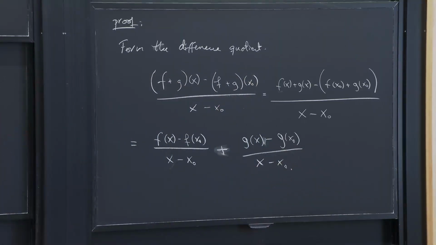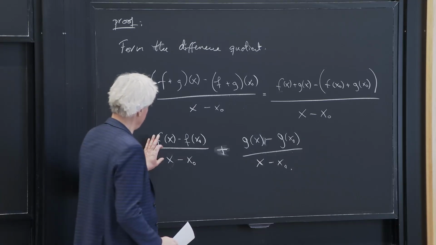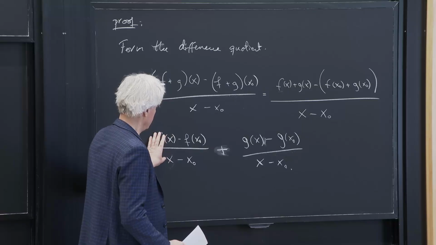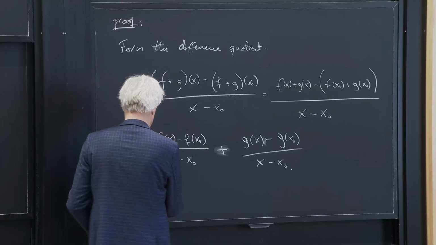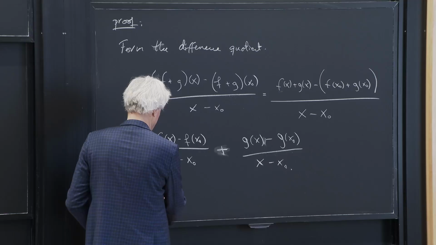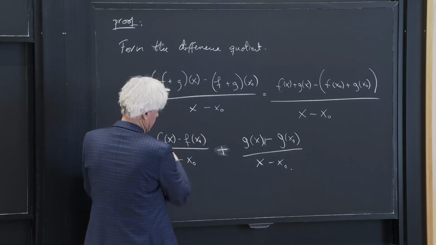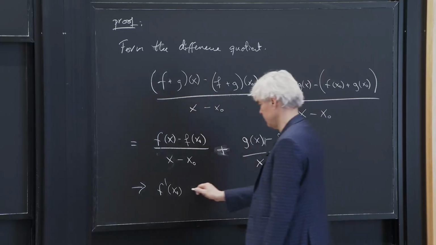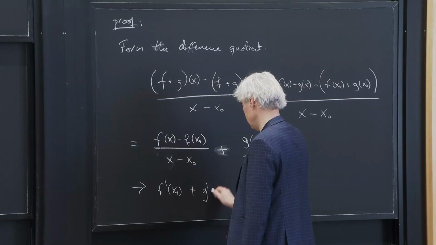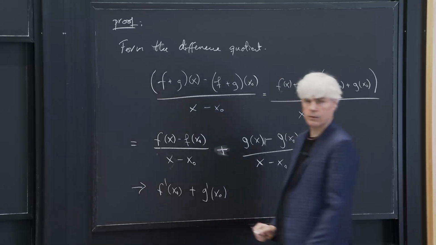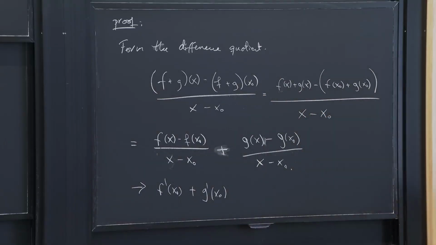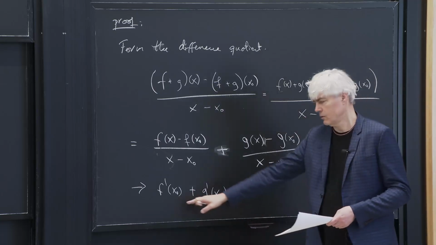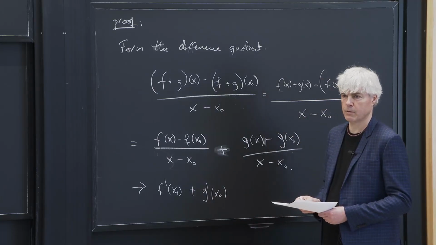And now you see that because f was differentiable at x0, this thing here, as x goes to x0, goes to f prime of x0. This is the difference quotient. And this difference quotient goes to g prime of 0. So you have that indeed it does converge, and this is what it converges to. And so this proves that the sum of these two functions is also differentiable, and their derivative is the sum of the derivatives. Okay.